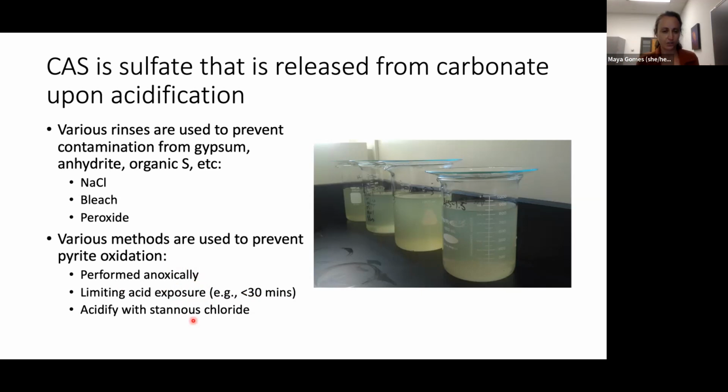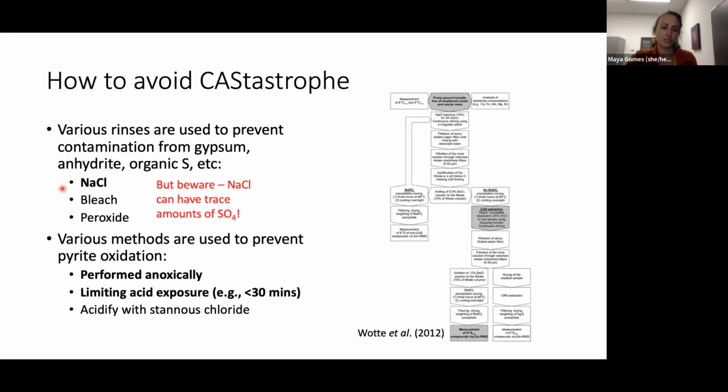I think what the community is sort of centering on is that the best practice is to do a series of rinses with sodium chloride, and then test the rinse water to see that you're progressively removing your sulfate. Once you get to the point where your rinse water has no sulfate in it, then you can oxidize. Then you can acidify your sample.